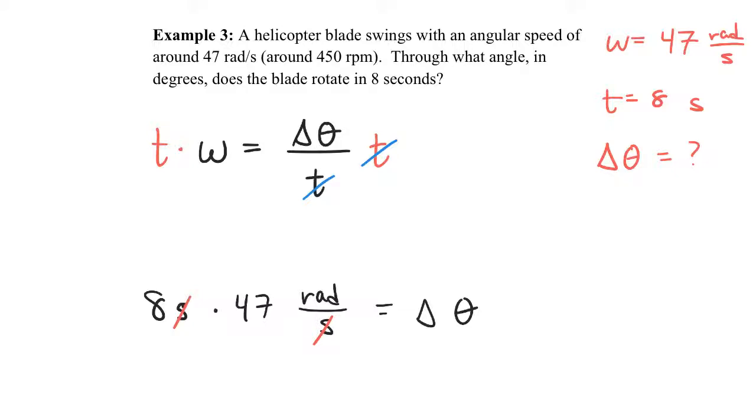Yet earlier I was telling you that radians were unitless, right? They don't actually matter in the problem. In these problems with angular velocity and rotations happening, radian is your unit of rotation. What does this number turn out to be? 376.